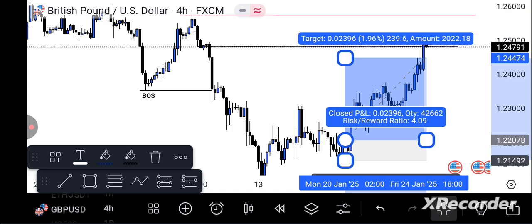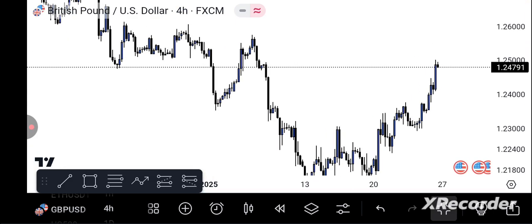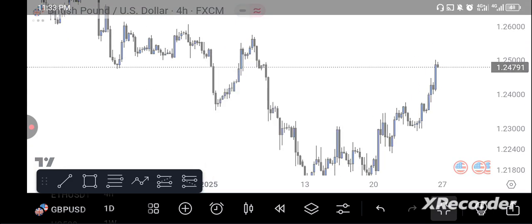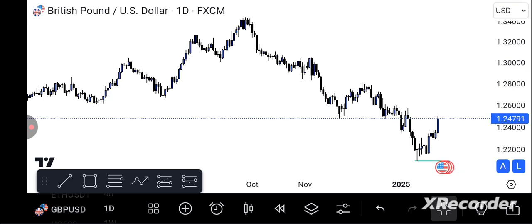So let's dive straight into the chart. All right, first of all, I'm going to clear up my chart. I'll show you how and why I was able to get that trade. First things first, we started from the daily time frame. You know how we trade, right? We start from the daily time frame and try to understand the trend.